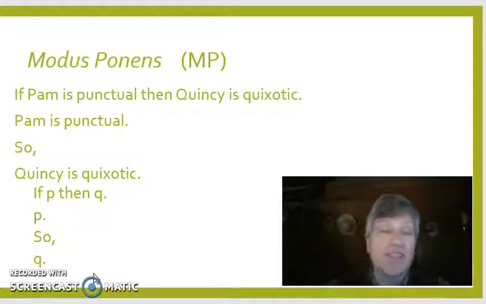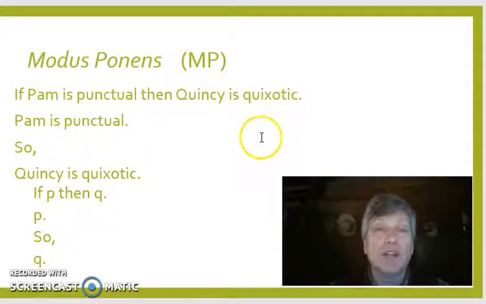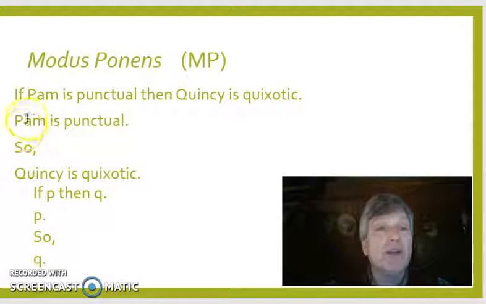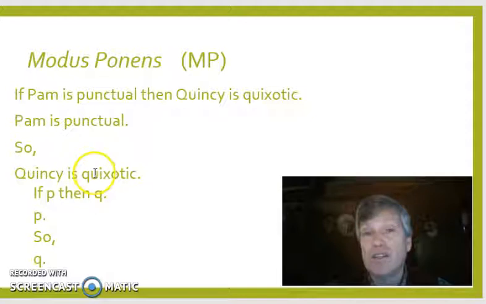Consider this information. Suppose you happen to know that if Pam is punctual, then Quincy is quixotic. Okay, so you know that. If Pam is punctual, then Quincy is quixotic. And you also happen to know that Pam is punctual. Well, obviously then from those 2 things that you know, you can infer that Quincy is quixotic, right?